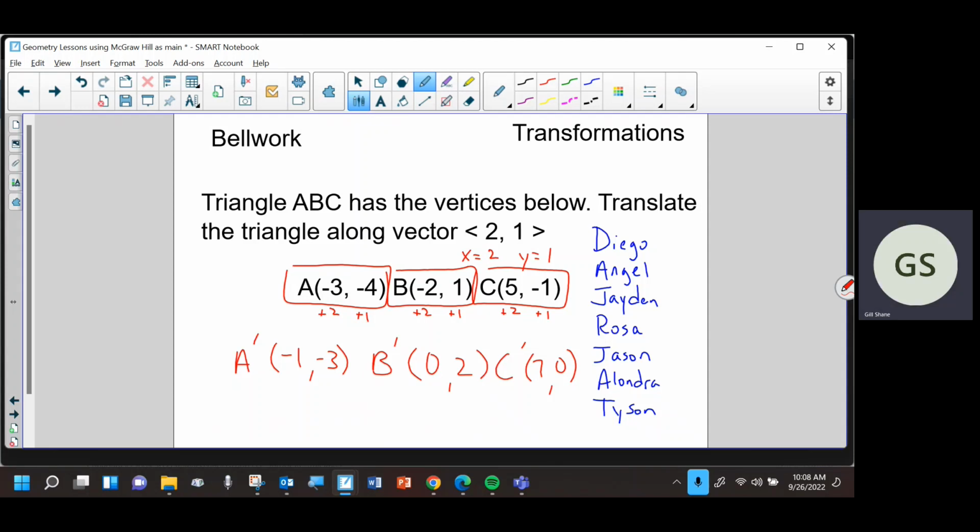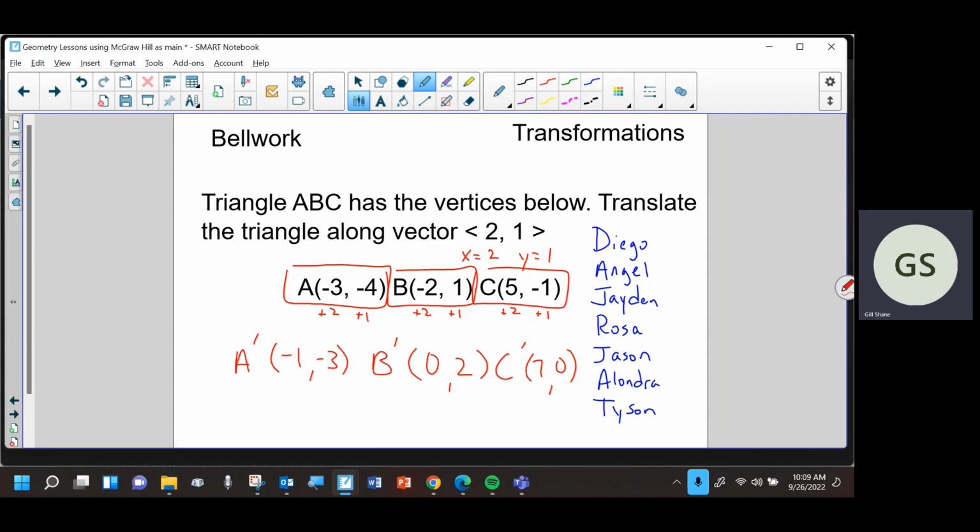Again, if you need to draw it out, that works. If you understand that having positive numbers means right and then up. If it's a negative x, it means left. If it's a negative y, it means down. And then obviously if they were negative numbers, you would add those negative numbers in to whatever the previous coordinates were.